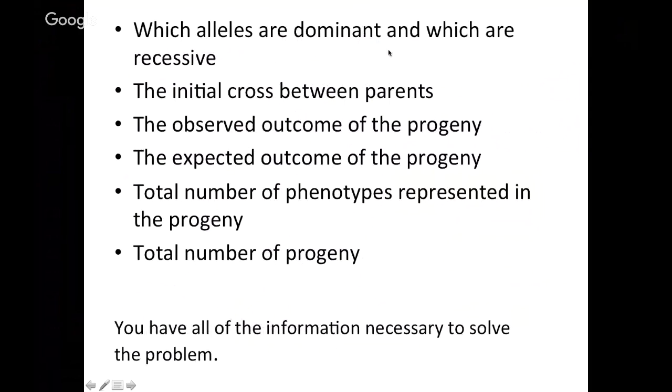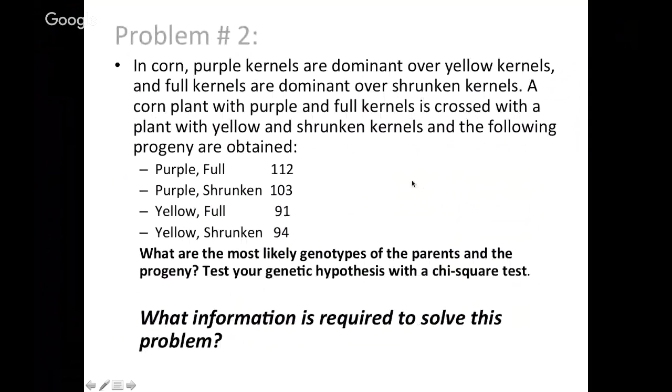Those are which alleles are dominant, which are recessive. You have to know the genotypes of the parents so you know which ones to cross and what your outcome will be. You have to know your observed outcome of the progeny, the expected outcome of the progeny, the total number of phenotypes represented in the progeny, and the total number of progeny. And if you look back in your problem, you have all of that, which are dominant, which are recessive, your observed, which you can add up to get your total.